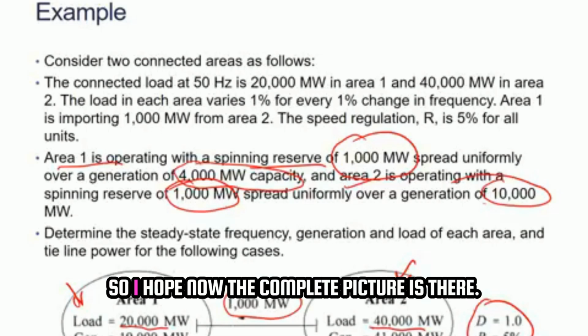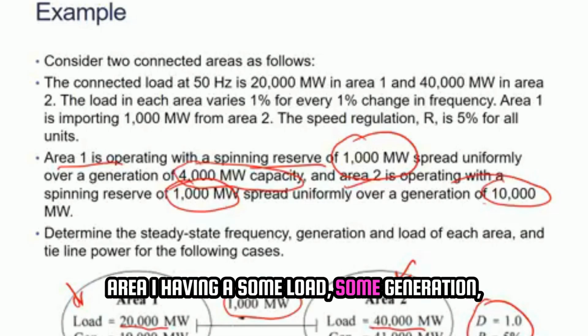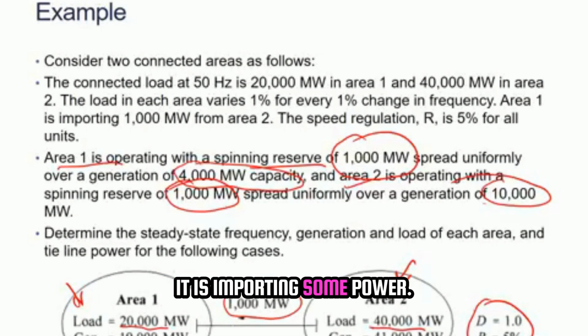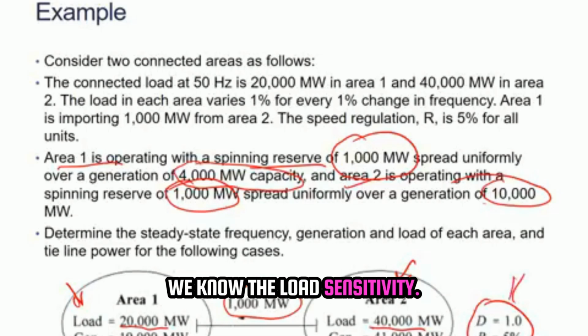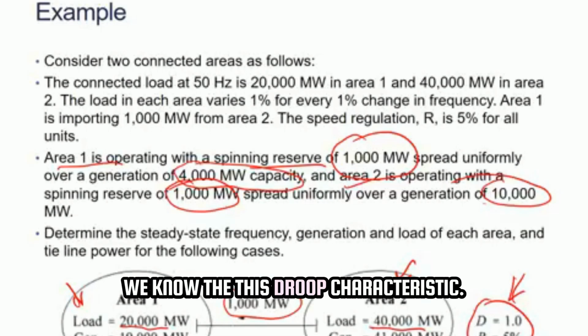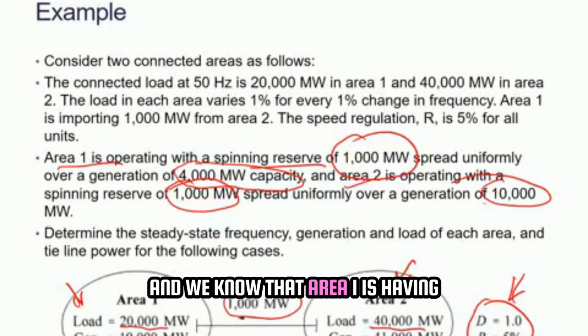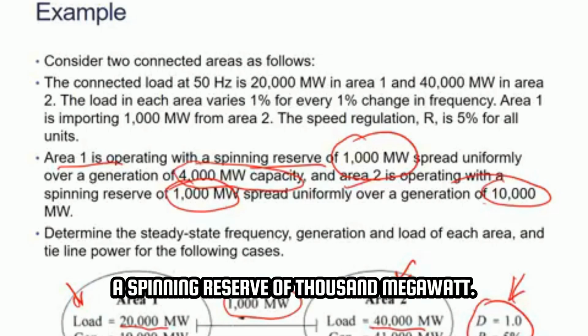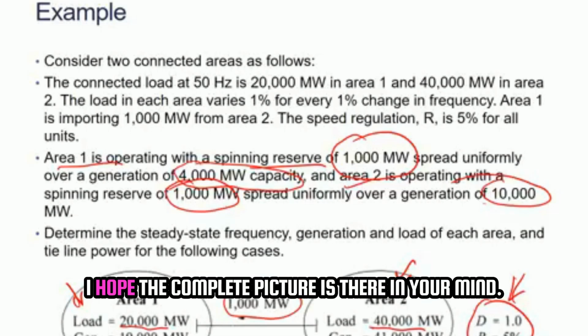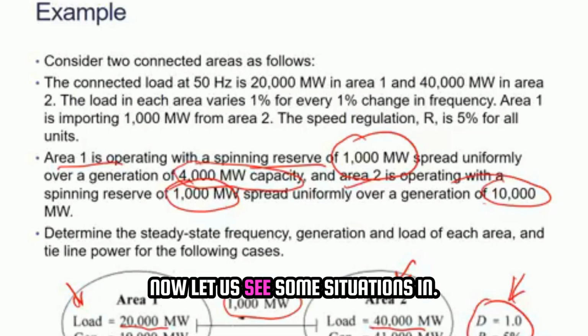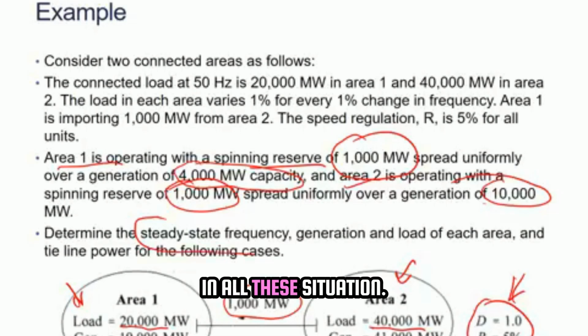So I hope now the complete picture is there. Area 1 has some load, some generation. It is importing some power. In area 2, there is some load, some generation. It is exporting the power. We know the load sensitivity. We know the droop characteristic, and we know that area 1 has a spinning reserve of 1000 megawatt. Even area 2 also has a spinning reserve of 1000 megawatt. I hope the complete picture is there in your mind. Now, let us see some situations.